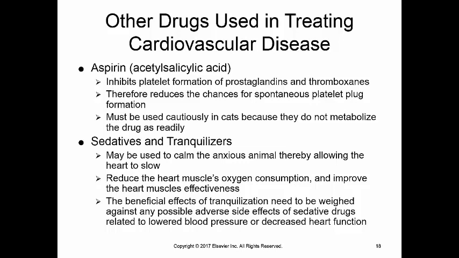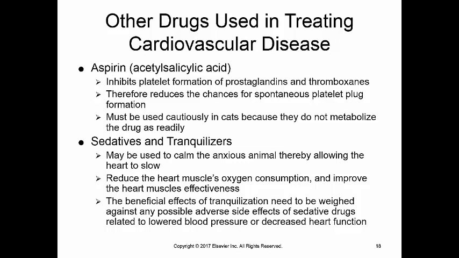Lastly, we can use sedatives and tranquilizers sometimes in animals that are really anxious to slow down the heart rate. So we have an animal that comes in and their heart rate's really fast due to anxiety. We can use drugs such as acepromazine, dexmedetomidine, or xylazine, and through the sedation and slowing down the heart rate, we reduce the heart's overall consumption of oxygen and other nutrients that it needs, and it reduces the workload on the heart overall.